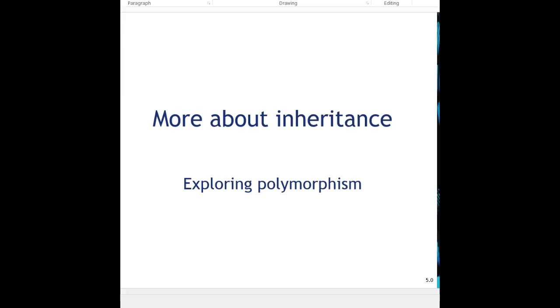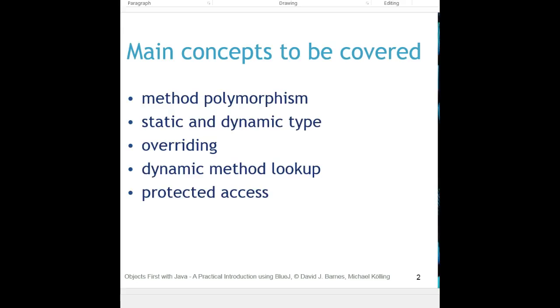Let's discuss more about inheritance in this chapter. As I said, we were introduced to the main concept of inheritance in the previous chapter, but we need to learn a little bit more detail about it. We are going to talk about the polymorphism method in this chapter. We are going to look at two types of variables, static and dynamic type. We will talk about the concept of overriding. There are going to be a lot of theoretical things in this chapter, which I'm going to try to explain slowly to you. Then we are also going to talk about dynamic method lookup and how we can create protected classes.